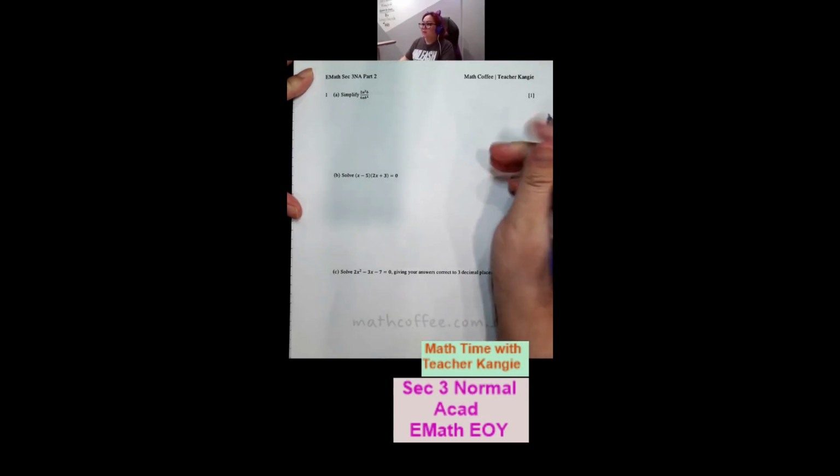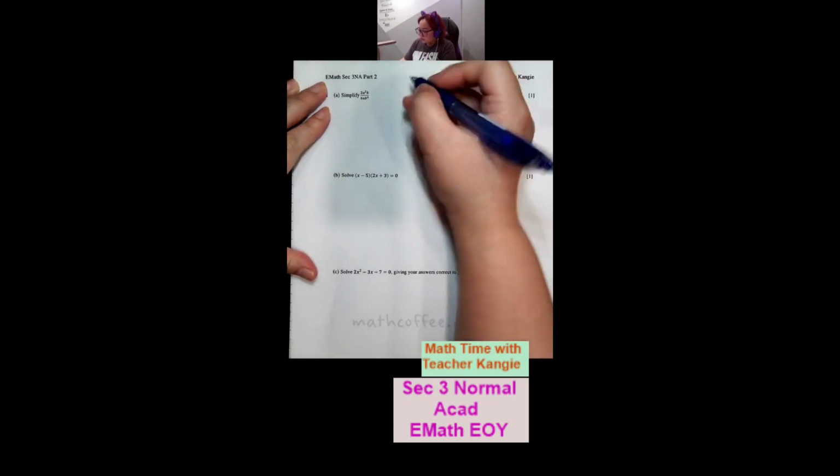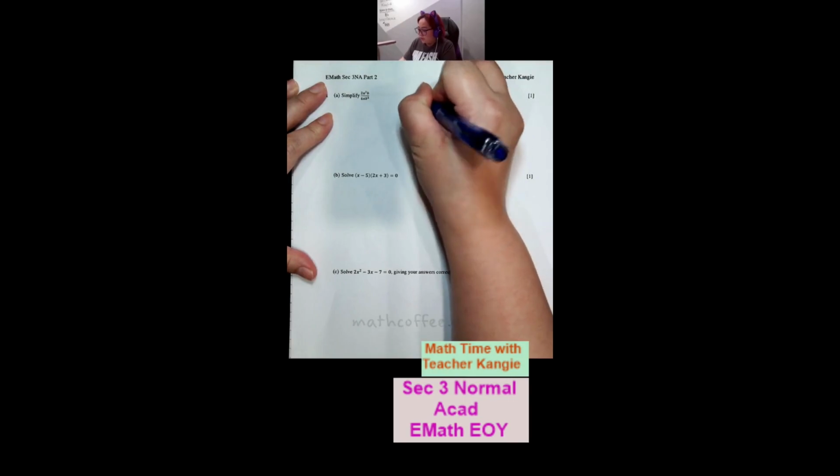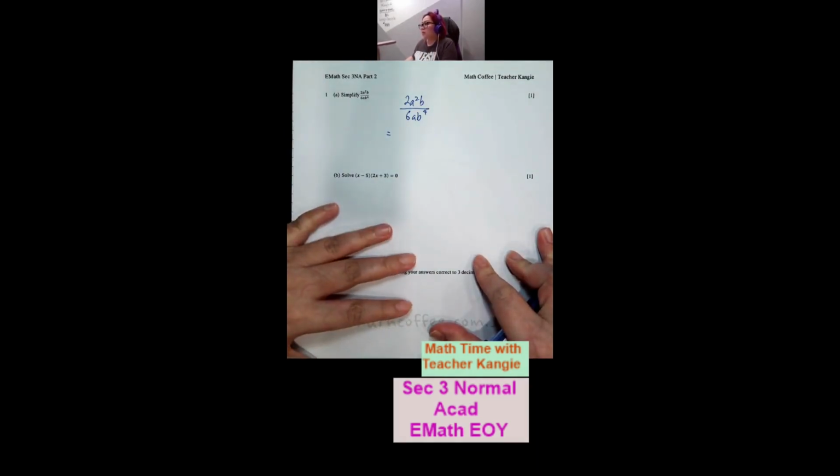Okay, let's start. The first one is actually indices. Over here, I'm going to write a question: 2a squared b over 6ab to the power of 4. You're supposed to simplify this.